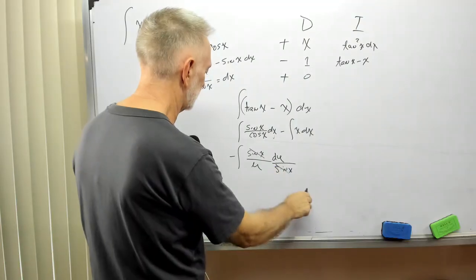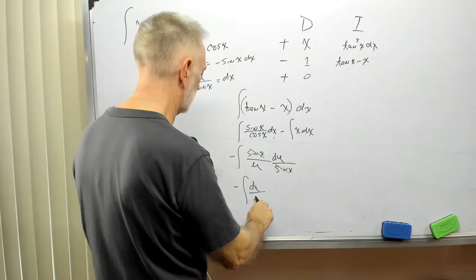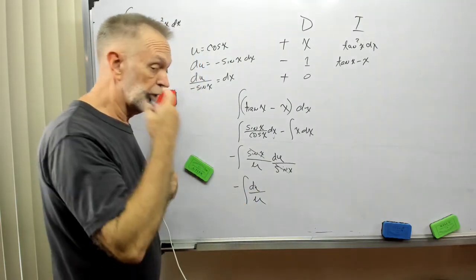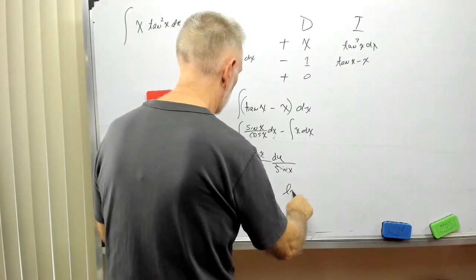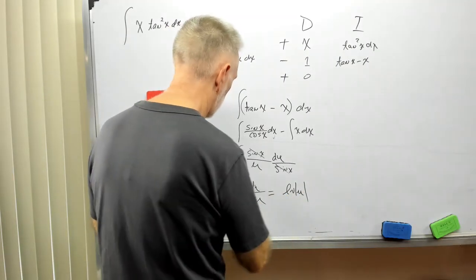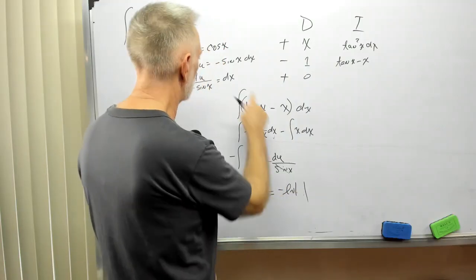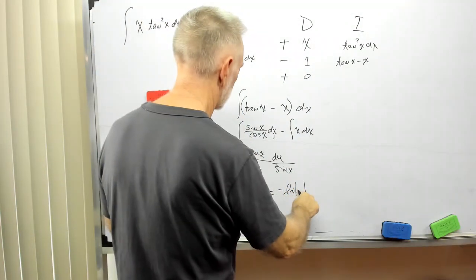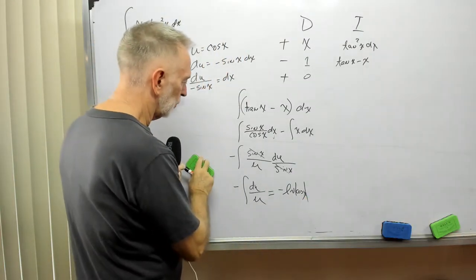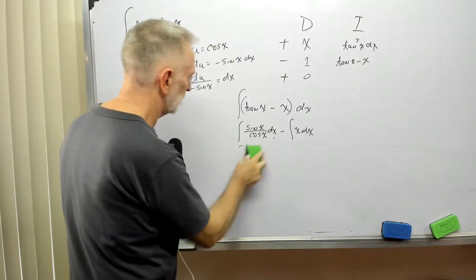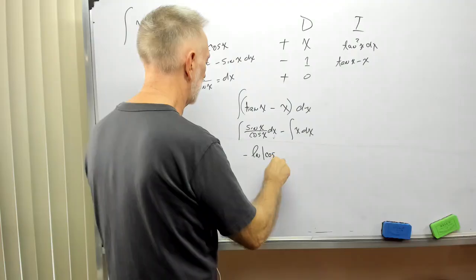So those cancel, and I have minus the integral of the derivative of a function over the function. The integral of du over u is the natural log of u, but I have this negative, so negative natural log of u, and u is what? Cosine x. So all of that becomes minus natural log cosine x.